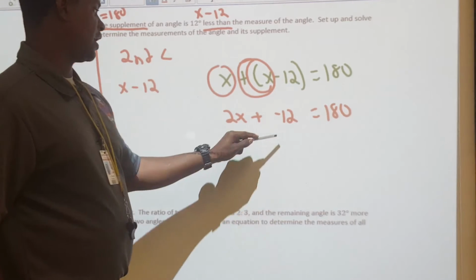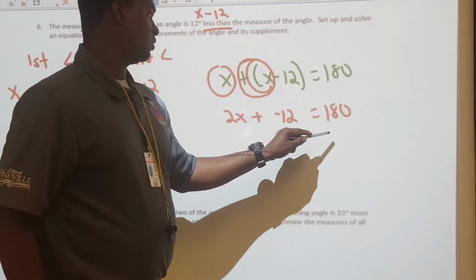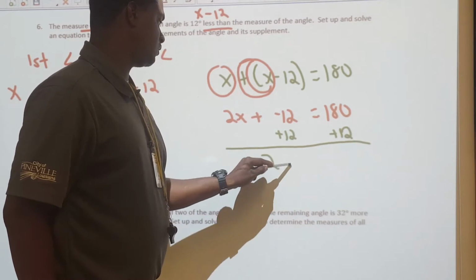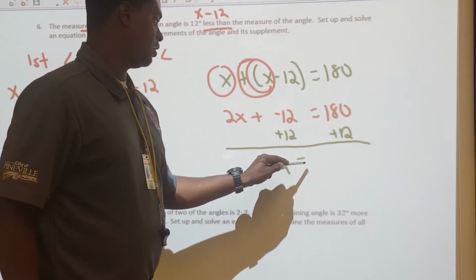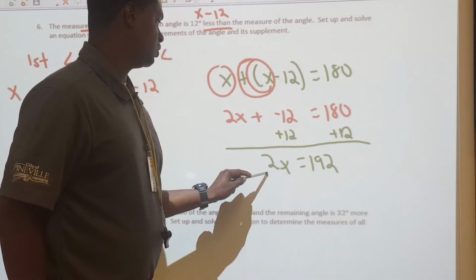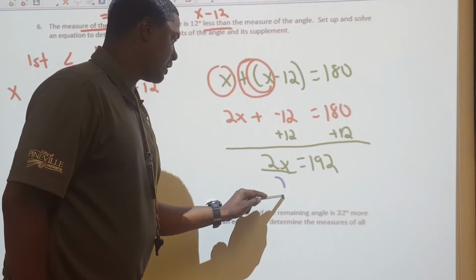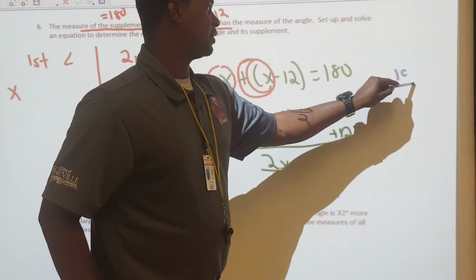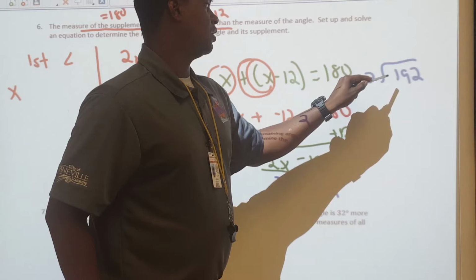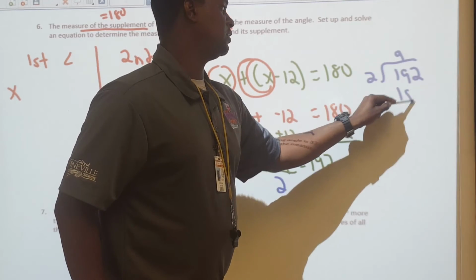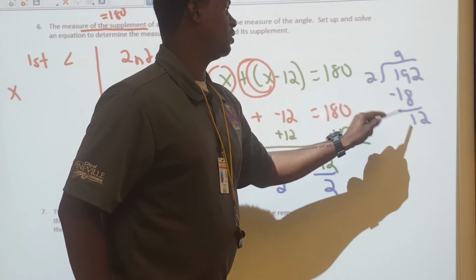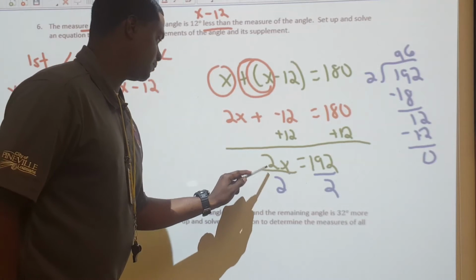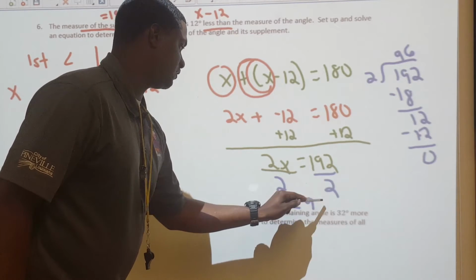It's minus 12, so I have to add 12 to both sides. Add 12 to this side, and that gives me 2x. My 12s cancel out. Equals 192. I divide by 2 on both sides of my equal sign. 192 divided by 2 is 96. So x is 96.